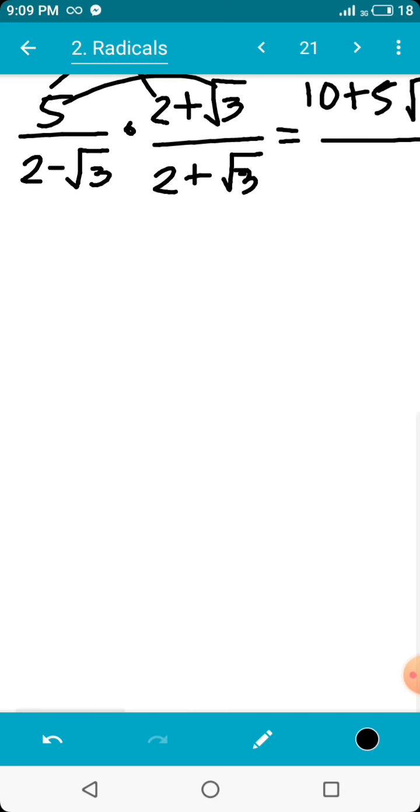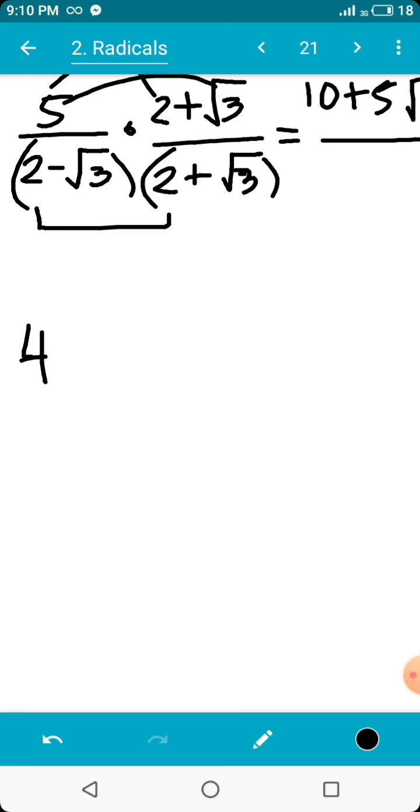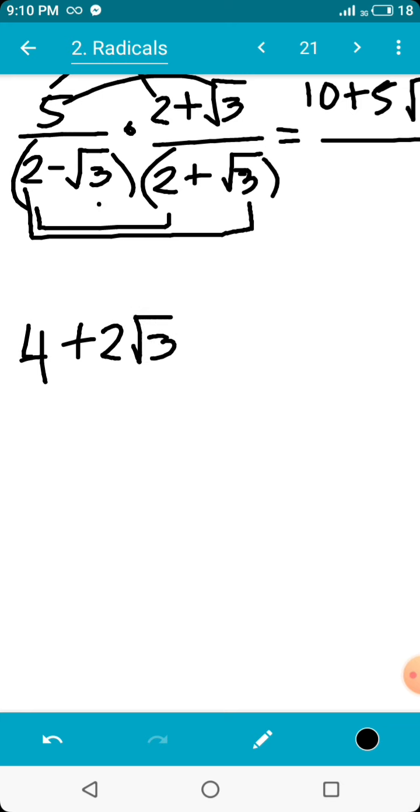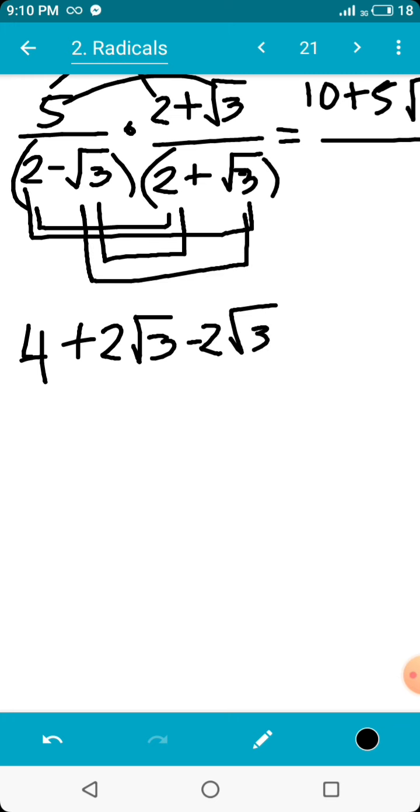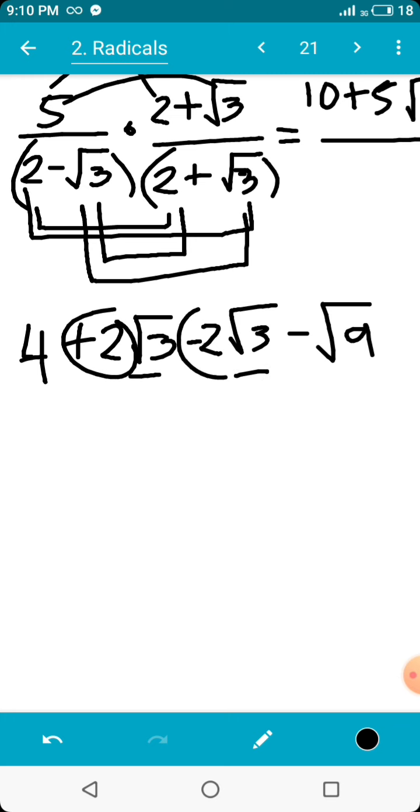Doon naman sa denominator, dahil dyan, gagamit tayo ng ating FOIL method. So, 2 times 2, that is 4. And then, 2 times positive square root of 3, that is positive 2 square root of 3. And then, negative square root of 3 times 2, that is negative 2 square root of 3. And then negative square root of 3 times positive square root of 3, that is negative square root of 9. Okay? So, combine like terms kung meron. Napansin natin na positive and negative, so pag kinumbine natin, 0, so automatic cancel na.